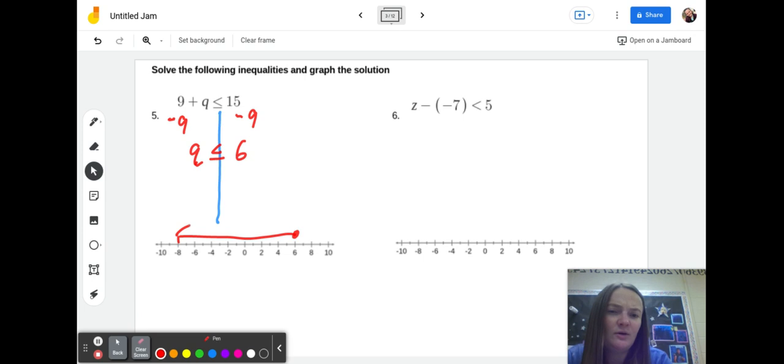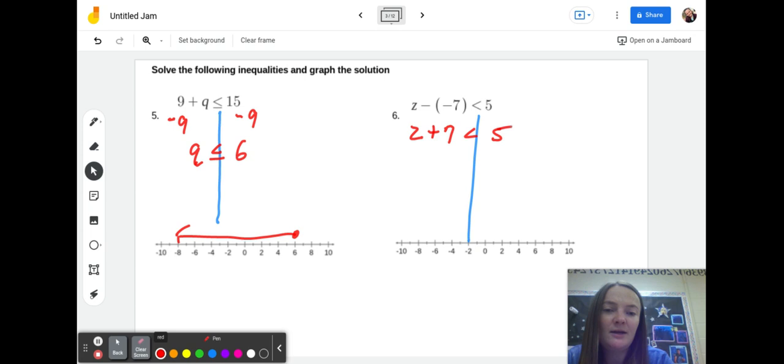All right, for the second inequality here, this one's a little tricky because I see a double negative. If we remember in mathematics, a double negative actually equals a positive. So if I say z minus negative 7, that's the same thing as me saying z plus 7. And once again, I'm going to create this line just so I remember what I do to one side, I have to do to the other. This is less than 5.